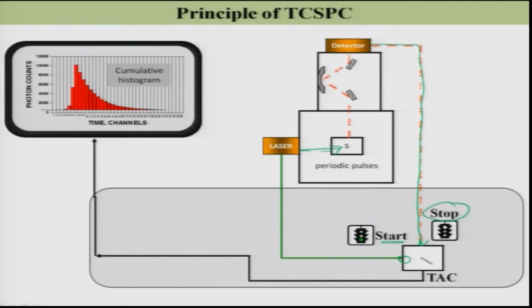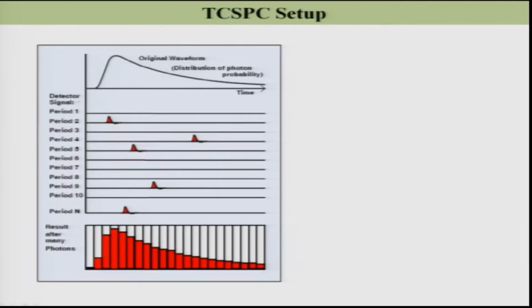At different cycles you will get a count at a different time. So ultimately you can plot a histogram as shown here. For period 1, probably none of the photons has been detected. In period 2, one photon has been detected, here nothing, here one photon at this particular time, here one photon at this time, here nothing, here nothing, here nothing, here one photon at this time, here nothing, here one photon at this time. And if you sum it up for 10 million times, then what will you get?